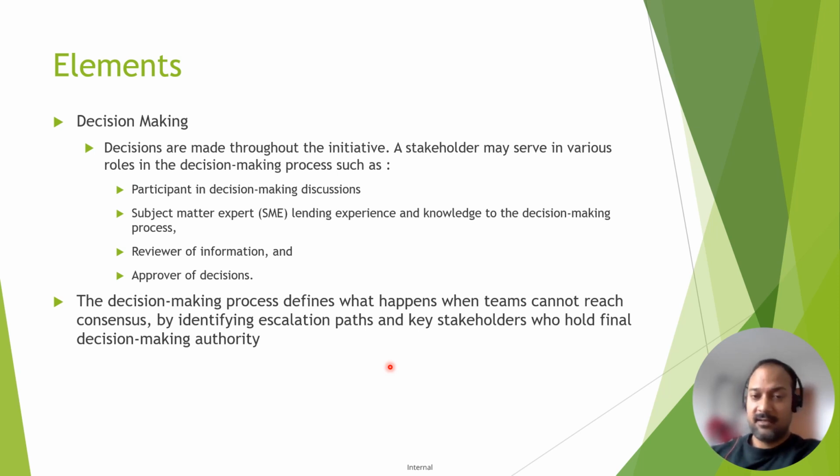Like if you are not getting a consensus, then whom to approach, and the key stakeholders who hold final decision-making authority. So it could be possible that I am the representative of a set of the stakeholders, or a set of the user base, and then above me there is my manager who has the final say. So if I am not giving my consensus, having a few questions, then the business analyst can reach out to my manager for the final say or approval.